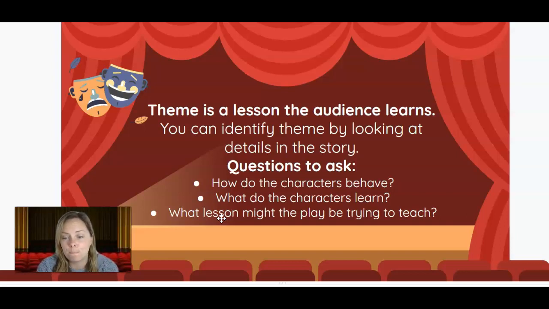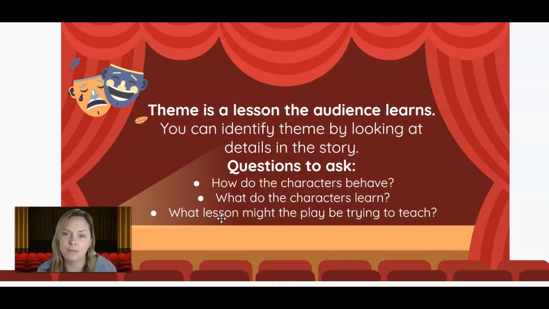So that's really important. If you're trying to figure out a theme and you're not quite sure how to do that, questions that you could be asking yourself to help identify what that theme is: how are the characters behaving? What are they doing? Are they angry? Are they happy? Are they sad? What's their behavior like? Because a lot of times that'll lead us into the next question, which is what are the characters learning? What did the characters learn within that story, poem, play, drama? And then finally, what lesson might this poem or story be trying to teach? So that's the big one right there.